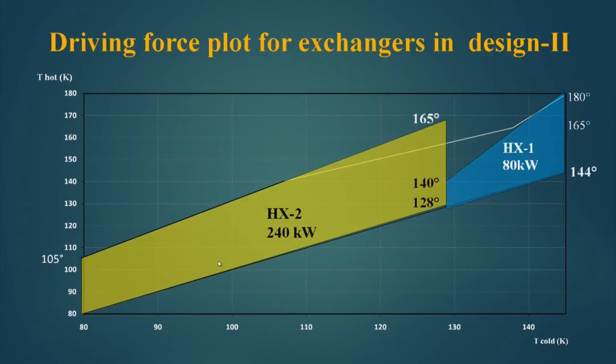Now, we see that the bigger heat exchanger in fact nicely utilizes the driving force to its fullest extent, and in this area it surpasses the driving force available. But this small heat exchanger, which has got a capacity of 80 kilowatt, is not utilizing this available area of the driving force. So, we expect that its area will slightly increase, and if we see design 2, then we find that its area is 104.6 meter square, whereas the minimum area is 100 meter square.